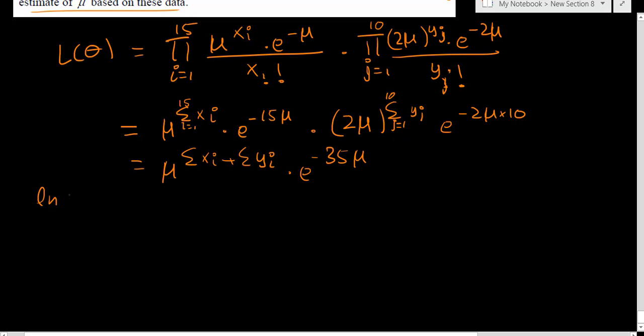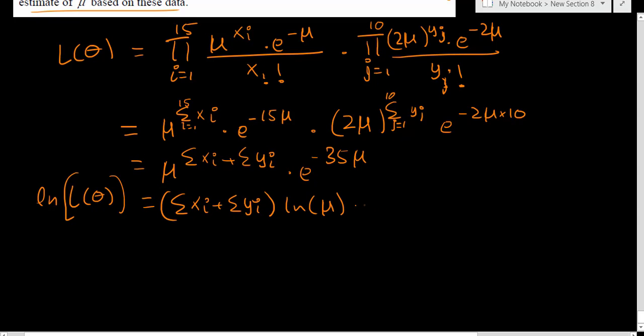If I take the log of this likelihood function, so ln of L is nothing but sigma xi plus sigma yj into the log of mu, minus 35 mu, because this would become just a constant. Okay, so this is what I have. Now differentiating this with respect to, I'm sorry, this is L of mu. Okay, this is not L theta, it's L of mu.